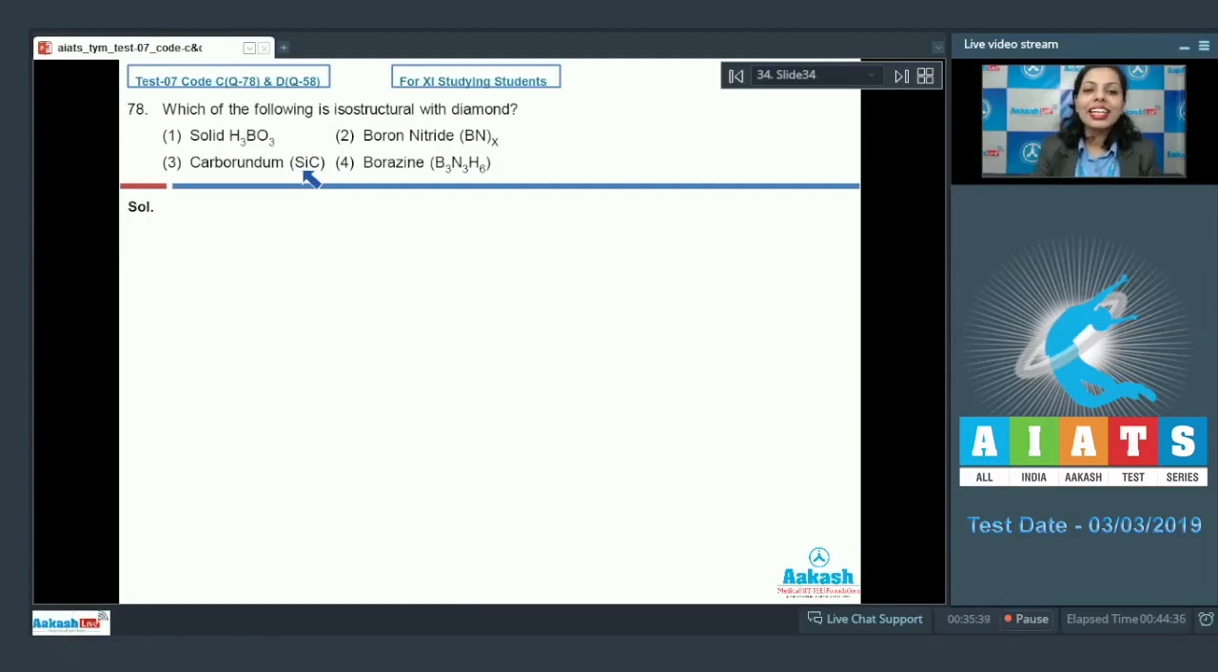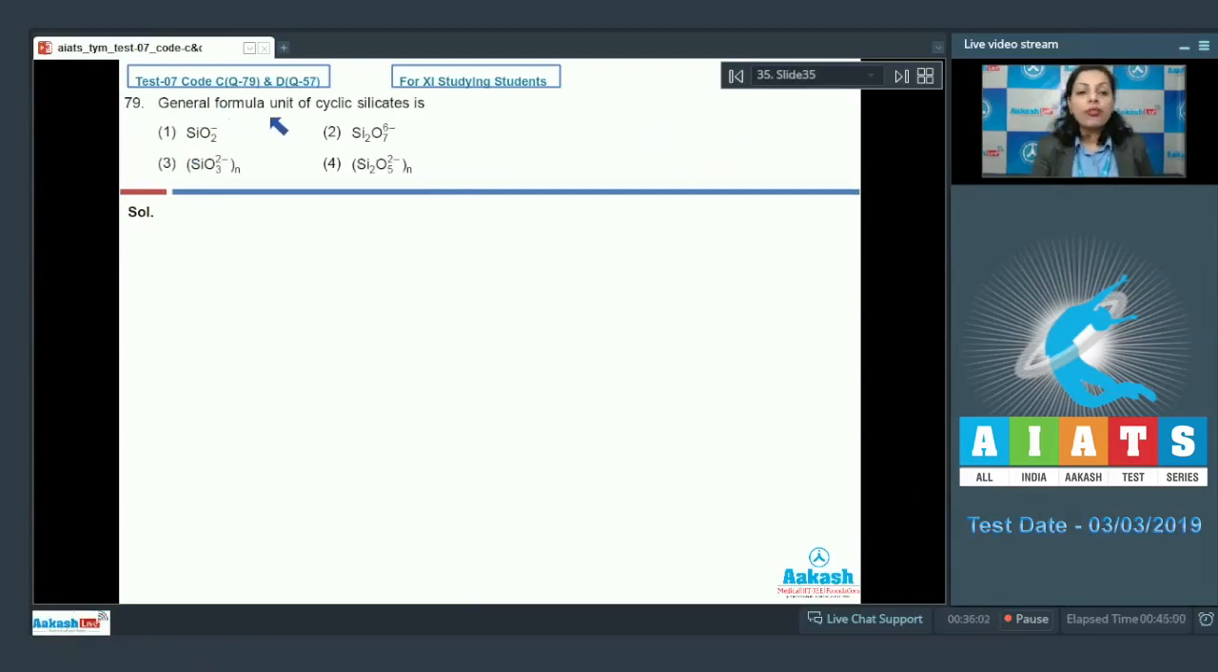Carborundum, silicon carbide. Yes, it has sp3 hybridization. Its structure is considered as a diamond-like structure. While borazine is the inorganic benzene, and in this case also sp3 hybridization is not there. It is not isostructural with diamond. So only one correct option we have, that is option 3. So choose it as the correct one.